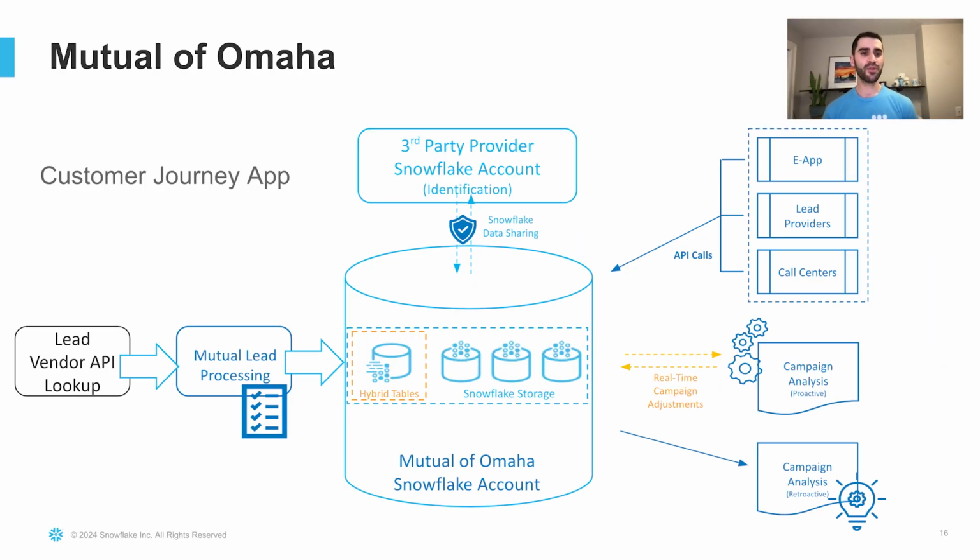Mutual of Omaha rebuilt their customer journey application entirely on Snowflake as the backend data store. This application allows them to tailor product and policy offers for their customers in real time. So when a user calls into a Mutual of Omaha call center, that call center agent is able to look up and validate the customer, see all of the past interactions that customer has had with Mutual, and tailor product and policy offers for that customer to ensure that the best products get to that customer to improve their user experience and drive outcomes for their business.